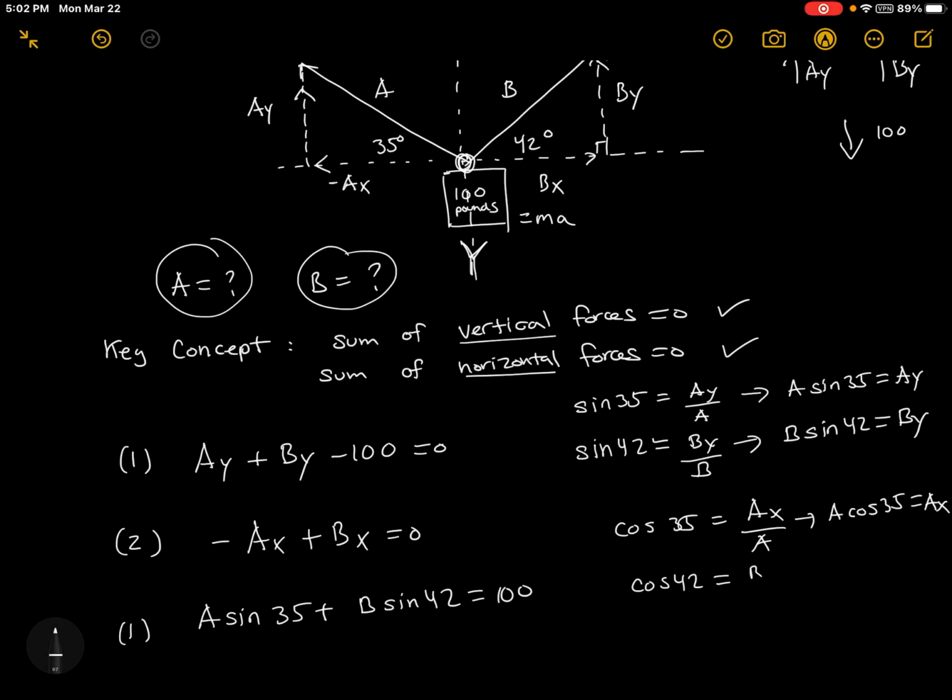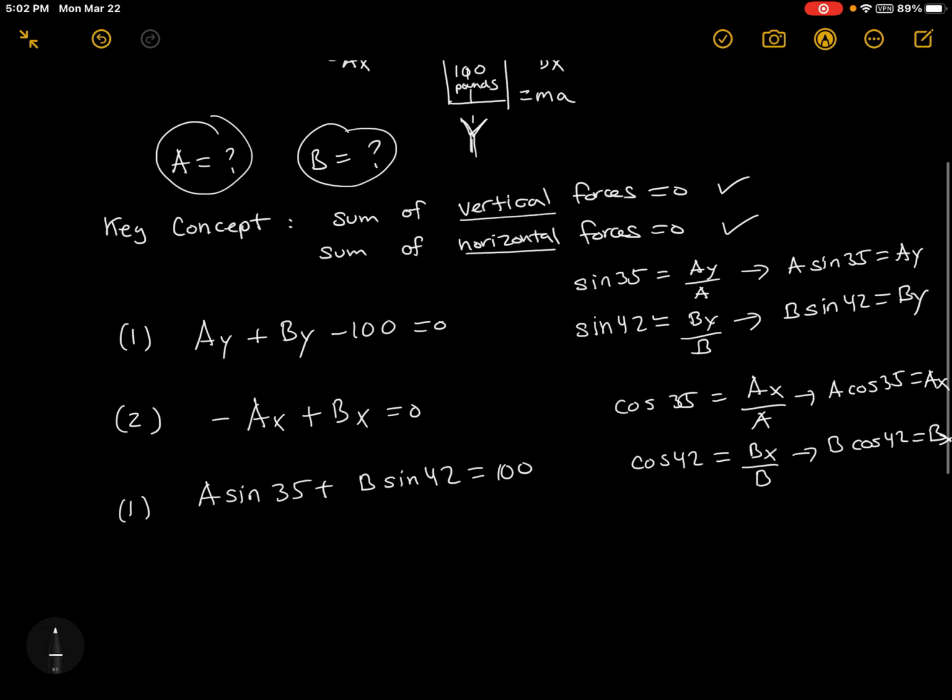Okay, so B cosine 42 is equal to B of X. Okay, so perform the substitution for equation number 2. This will be negative A cosine 35 plus B cosine of 42 is equal to 0.